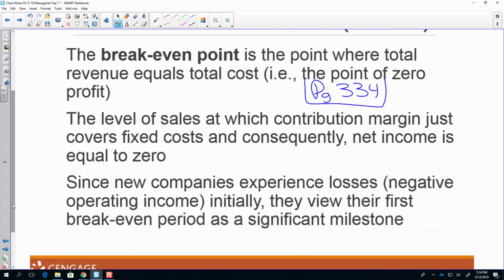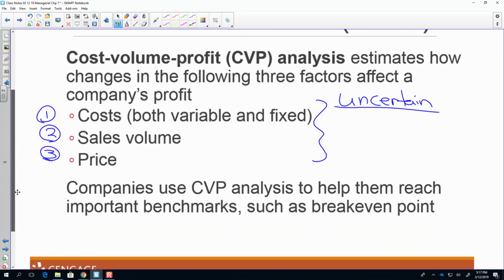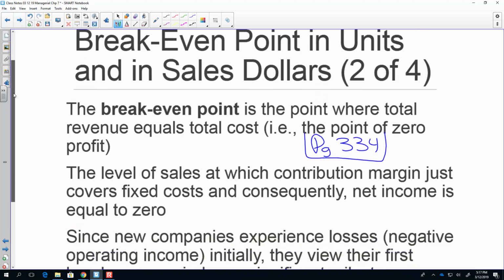Do you think all companies know their break-even point? Very few do. How come? Yeah, a lot of companies don't know how to compute it, right? Look at the cost behavior. How many companies with certainty know whether a cost is variable or fixed? Very few do, especially small companies. So that's some of the problems with this break-even analysis.